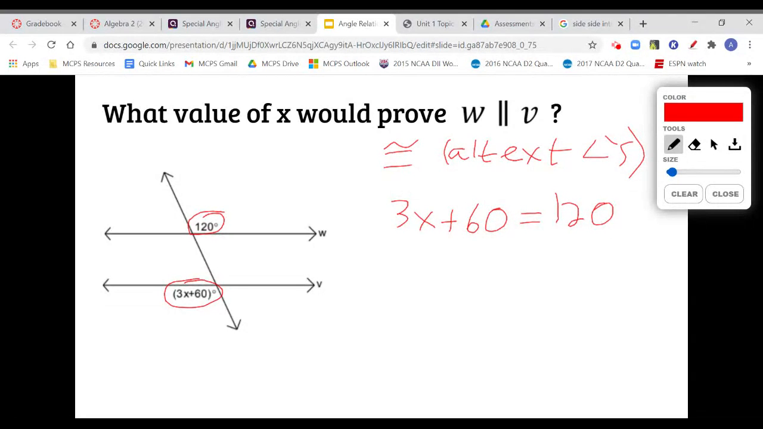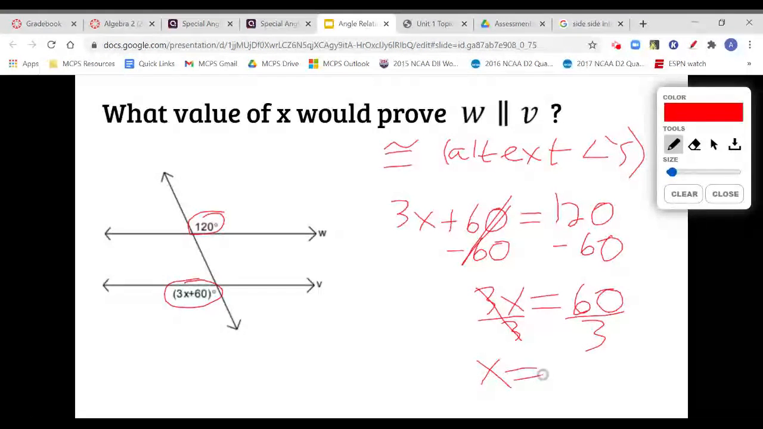When I do that, I get the equation 3x plus 60 equals 120. And then I'm just going to go ahead and solve. I start by subtracting 60 from both sides. That leaves me with 3x is equal to 60. Then I'm going to divide both sides by 3 to get x by itself. And I'm left with x is equal to 20.